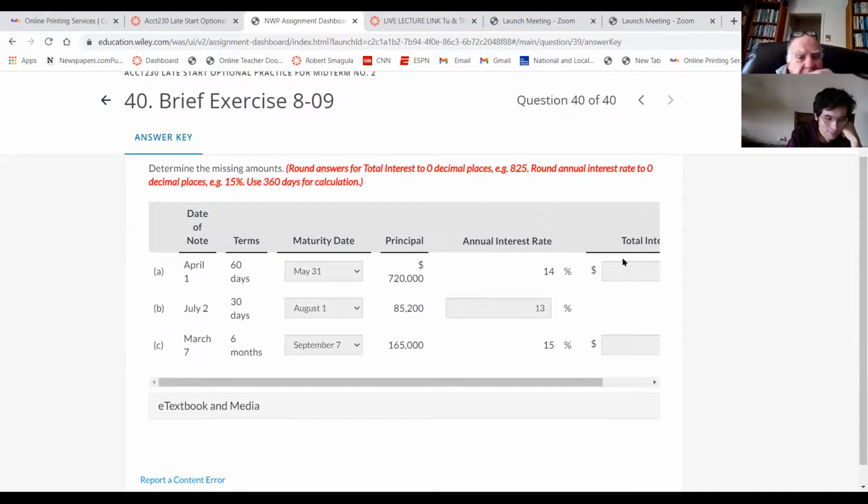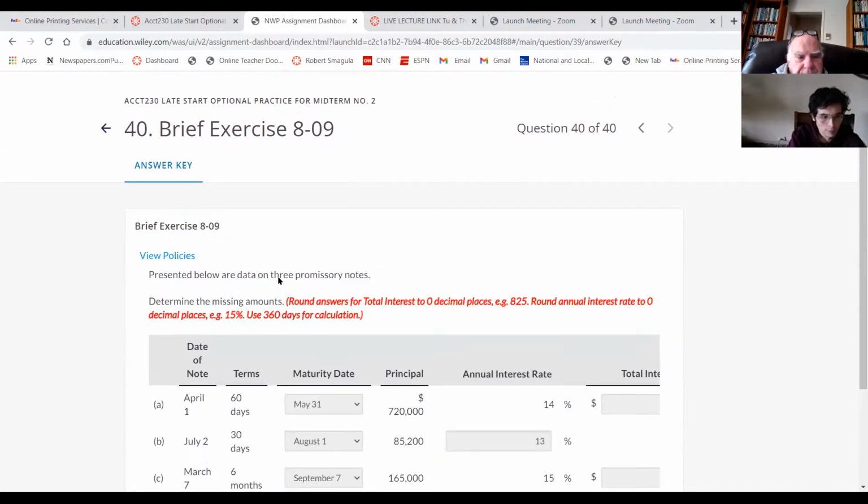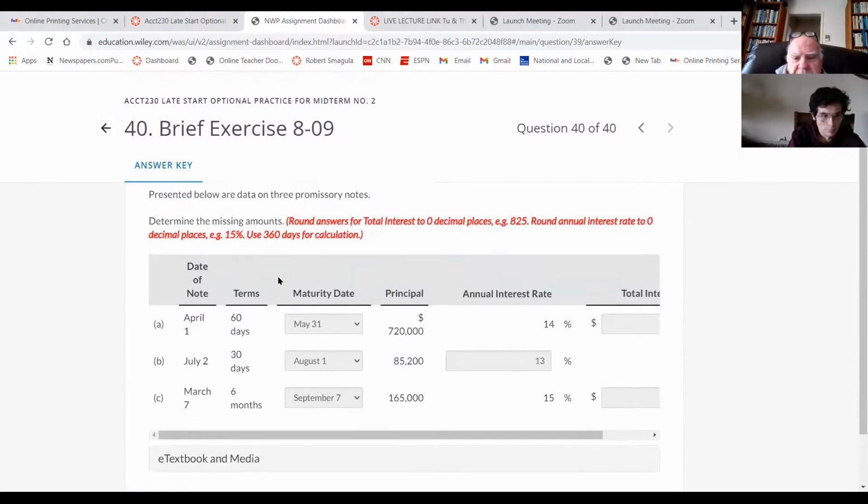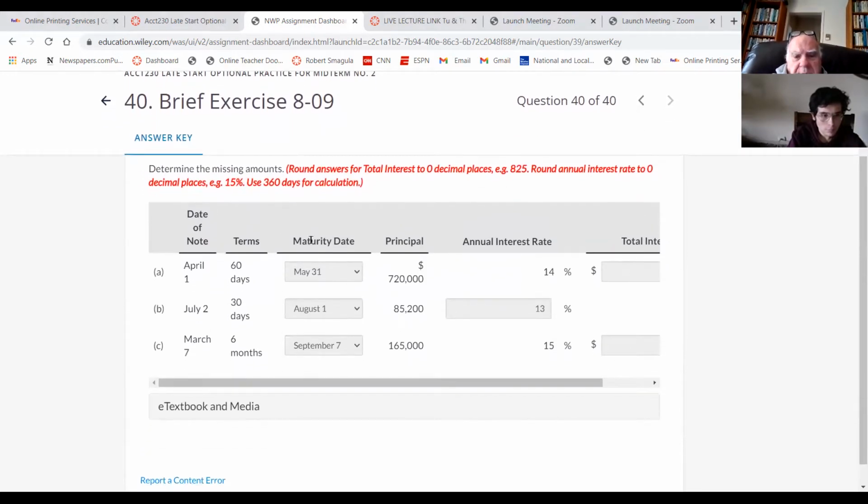And you should be pretty good at this, Miguel. The promissory notes, asking you to fill in the blank. Well, the first one is a 60-day note, and they're telling you assume 360 days for calculation. So that's pretty easy. They're asking you to fill in the missing amounts. Oh, they don't give us the answer on this one. But the principal here would be 720, right?